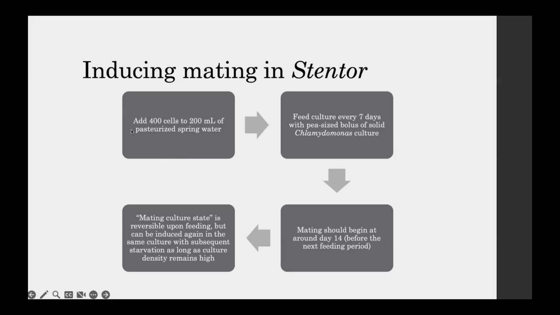Basically, you make sure that the Stentor are fed very sparsely. So every 7 days, instead of, I would usually feed them every 5 days or so. And then mating should begin after 14 days of relatively sparse feeding. And the culture also needs to be of a high enough density to produce the mating phenotype.